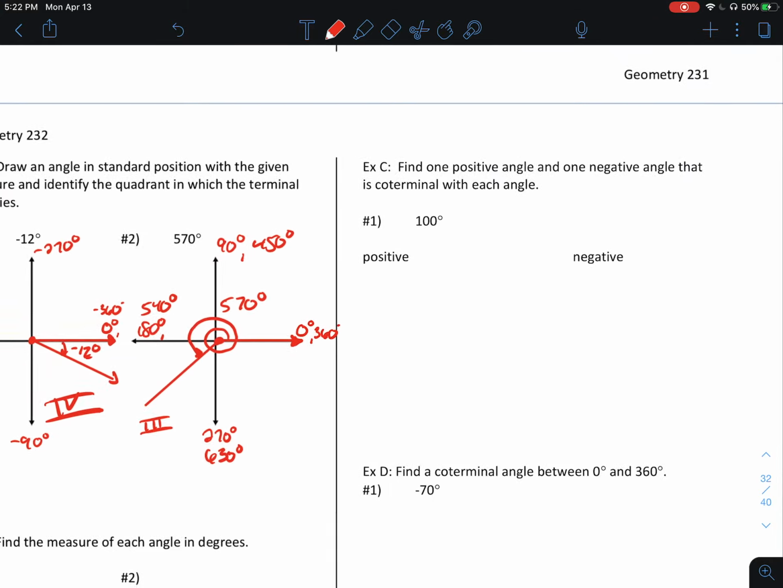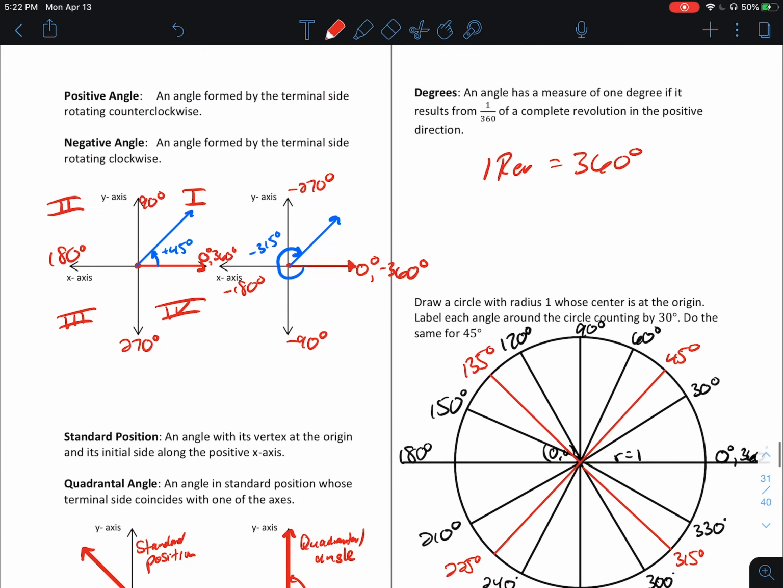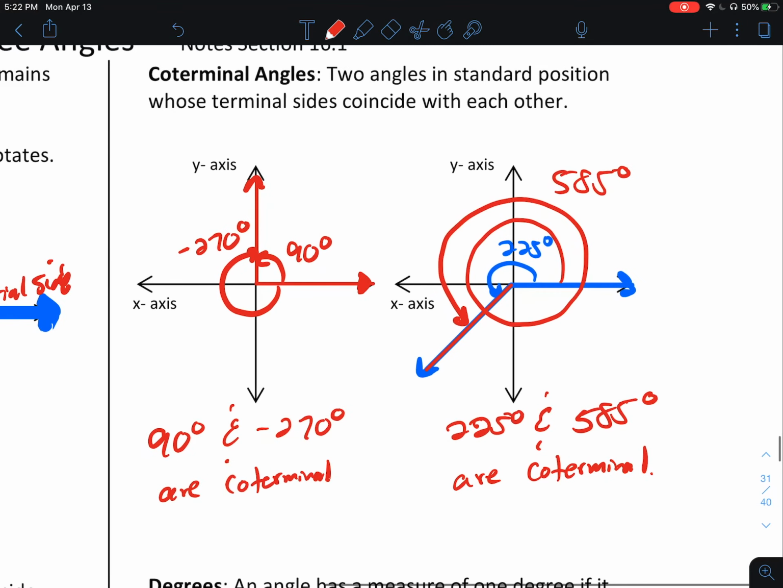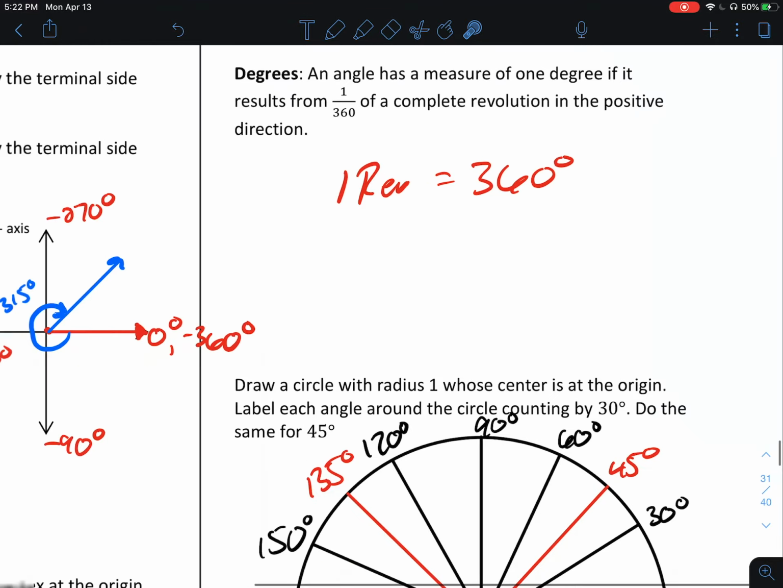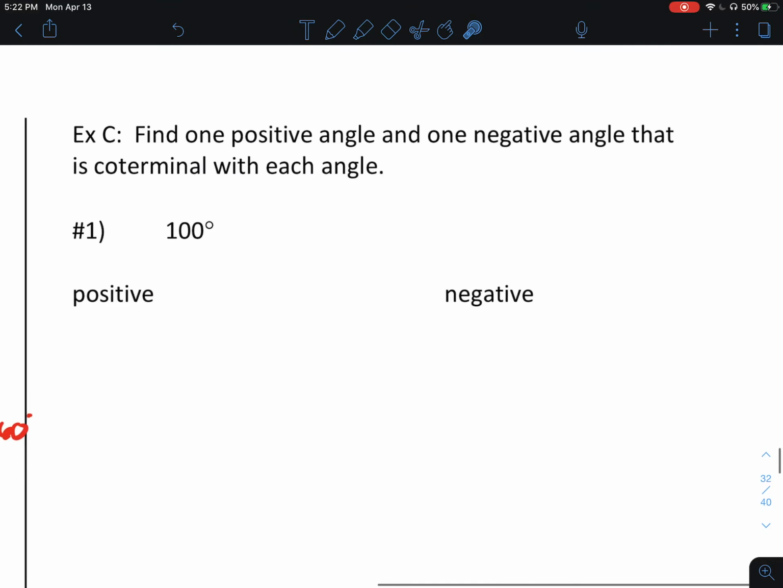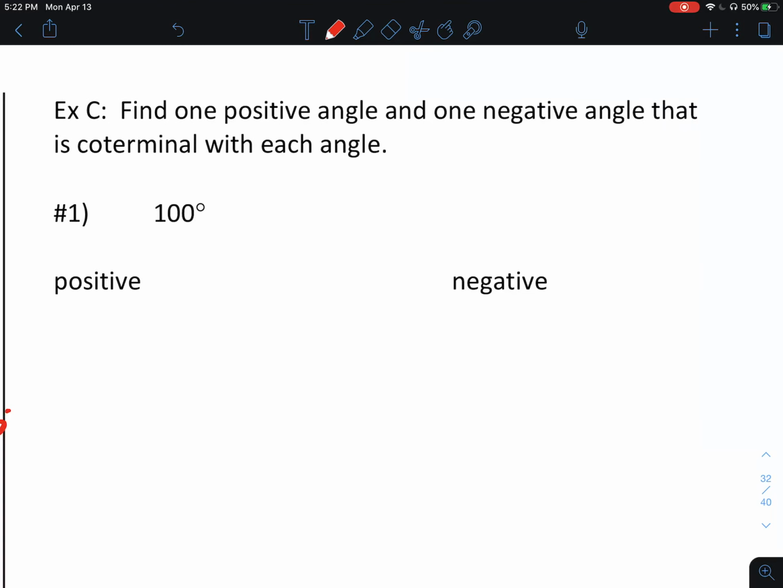Now let's discuss once again what coterminal means. Two angles in standard position whose terminal sides coincide with each other. Coterminal angles, what do they have in common? They are complete revolutions apart from each other. Remember, a revolution is equal to 360 degrees. So if you want to find a coterminal angle, you add or subtract complete revolutions to the angle you're given. You could add 1 revolution, you could add 50 revolutions. There's an infinite number of answers for these questions.